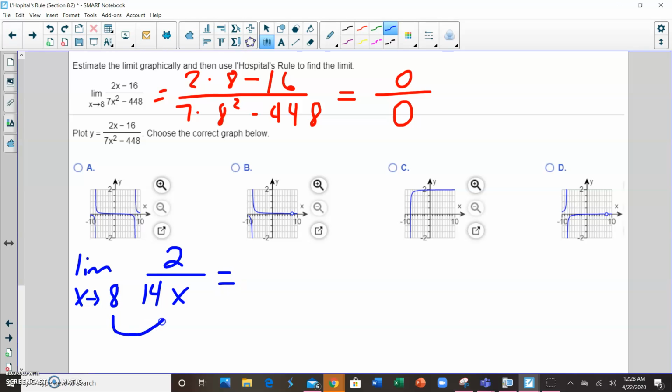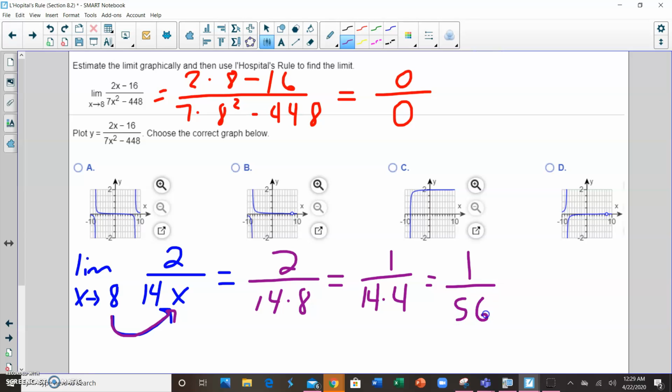All right, so in order to find the limit, as you may or may not remember, this is a good lead into Friday, you simply plug 8 in. So we get 2 divided by 14 times 8. So 1 over 8 reduces down to 1/4. So that's 1 over 14 times 4. So that's 1 over 56.